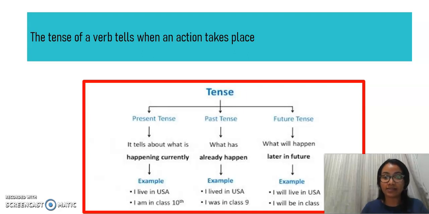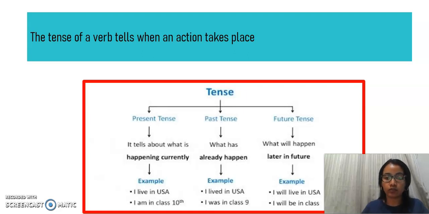Then we have the past tense, that is telling us what has already happened. Things that are in the past, for example, your last Christmas, the last vacations that you have, all of those things are in the past. And there we have an example that says I lived in USA.